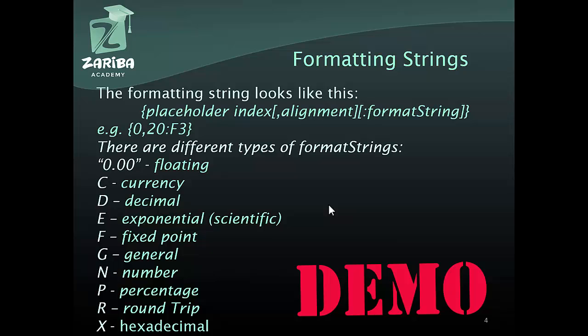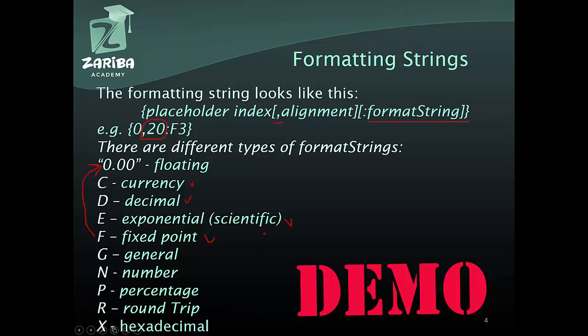So alignment is given with a comma here, and an alignment of 20 in this case means that it's going to be aligned to the right 20 symbols, and then you can add an additional format to your string or number and so on. So you can make it look as a currency, as a decimal number, exponential, or scientific. This is where you write the number times 10 to the power of something. Then we have fixed point, which is the same as this one here. If you want to have precision up to 2 symbols or something like that, this is what you should use. And then you have general, number, percentage, round trip, and hexadecimal.